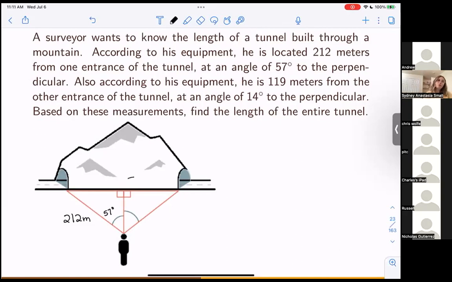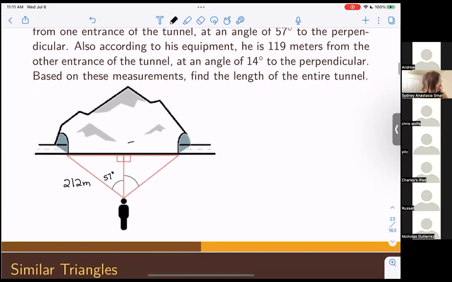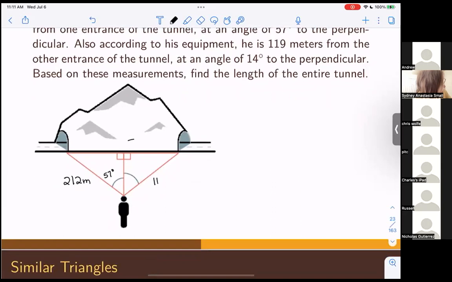Okay. Also, according to his equipment, he is 119 meters from the other entrance of the tunnel. So we can label this guy as 119 meters at an angle of 14 degrees to the perpendicular. Obviously, this drawing is not to scale, but we get the idea. Based on these measurements, we want the length of the entire tunnel. So what we are trying to solve for is the length of this guy right here.